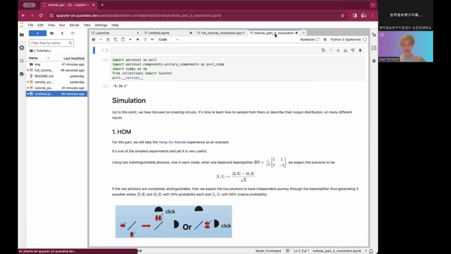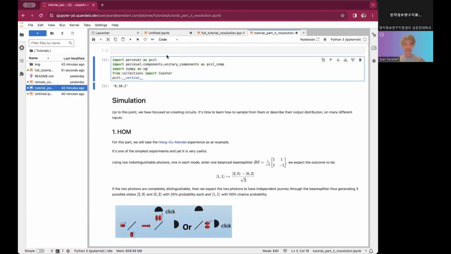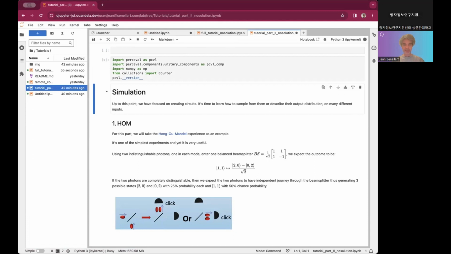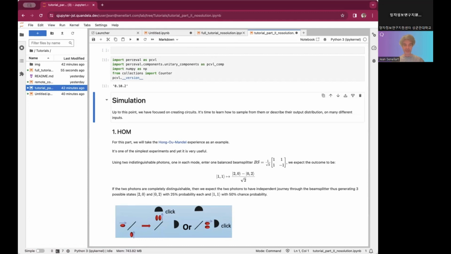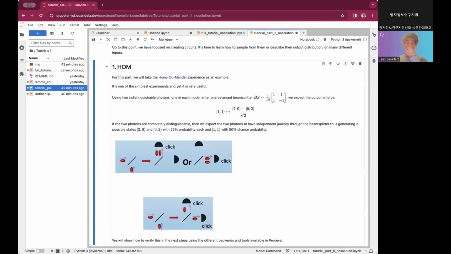Okay, tutorial part 2. Running again, my Perceval version is correctly installed. What we'll be doing is going into detail of the HOM experiment. HOM stands for Hong-Ou-Mandel. Please look at this Wikipedia page that explains what is going on behind it, and I showed you that in the PowerPoint on Tuesday.